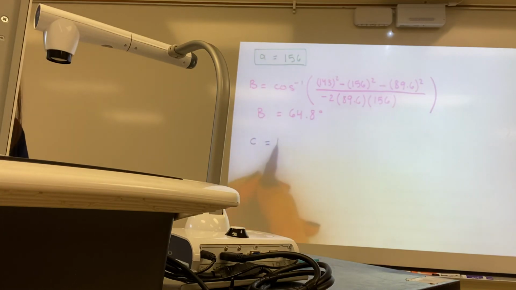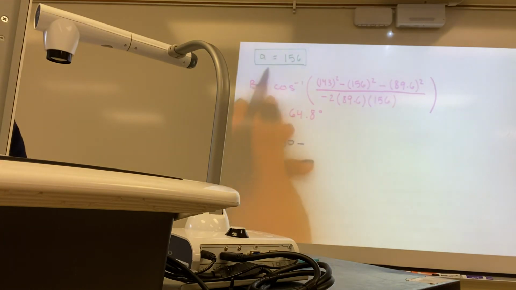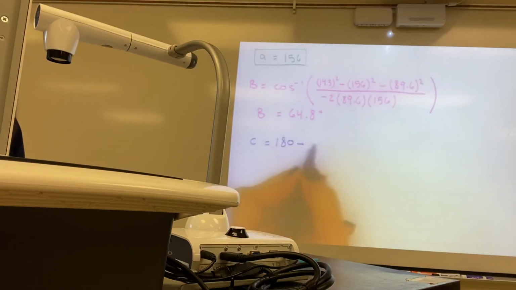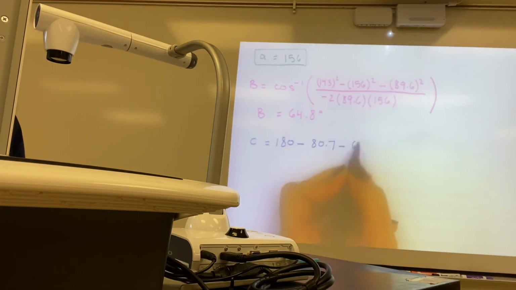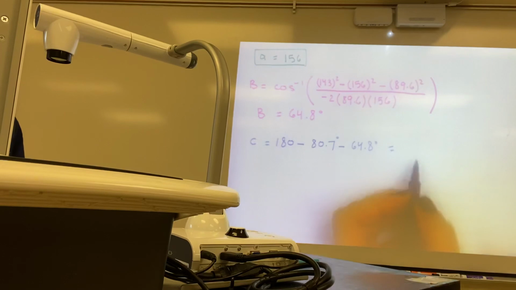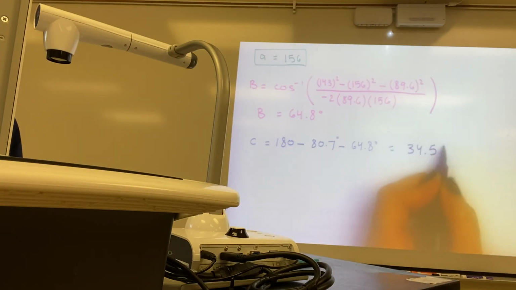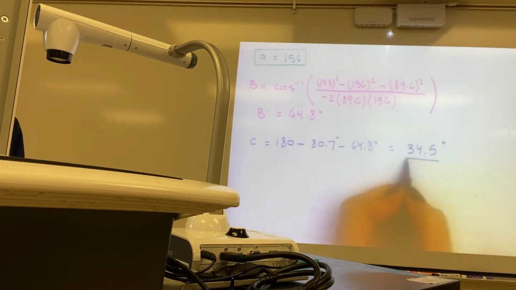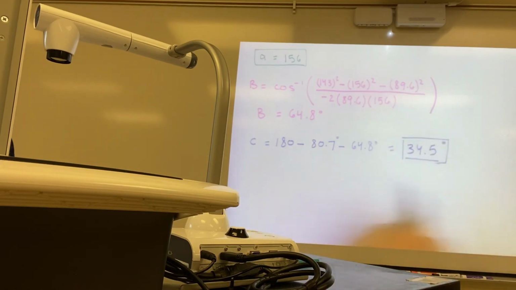One more step that we need is to find angle C. And that is 180 minus the ones that we found. Actually, we're given this one, 80.7, minus 64.8 degrees. That should be 34.5 degrees. So this is angle C.